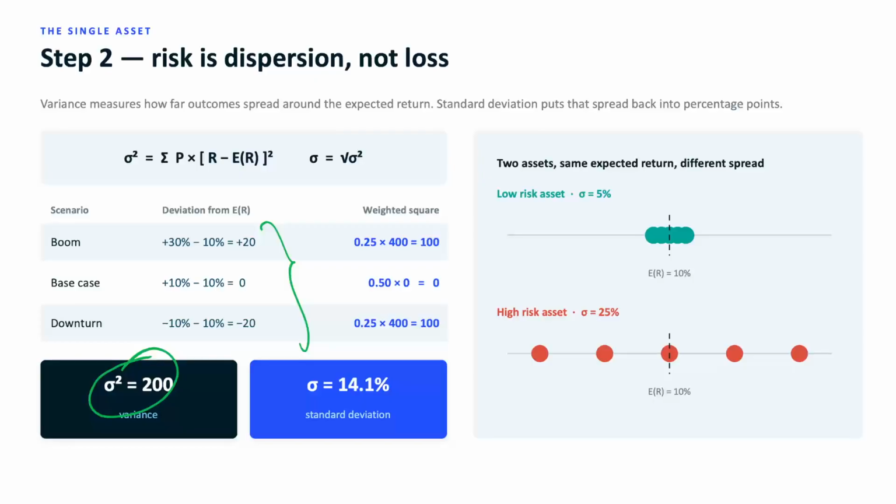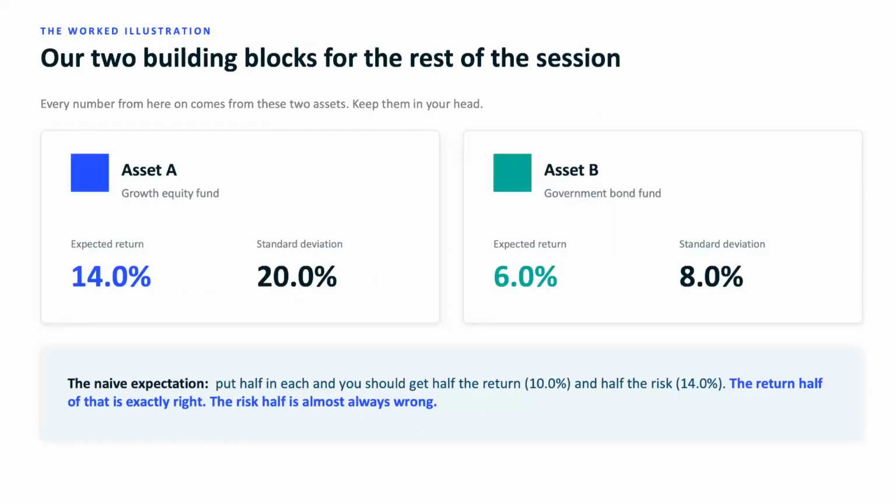Let's start looking at the chart on the panel on your right. Two assets, same expected return, different spread. Low risk asset, 5%. High risk asset, 25%. So you have two assets with an identical expected return of 10%. One clusters tightly, one is scattered all over. Same average, widely different experience. That difference is the standard deviation. And from here, I will just call it risk. And that is how we define risk when we study portfolio management.